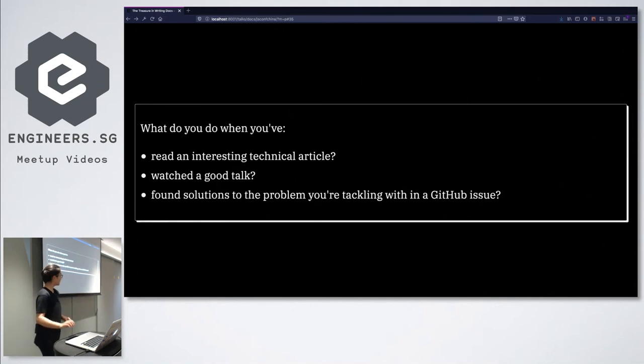So let me ask you this. What do you do when you have read an interesting technical article? Or maybe you have watched a good talk? Or maybe you've run into a problem and you're Googling it and you found the solution to the problem you're tackling in a GitHub issue.